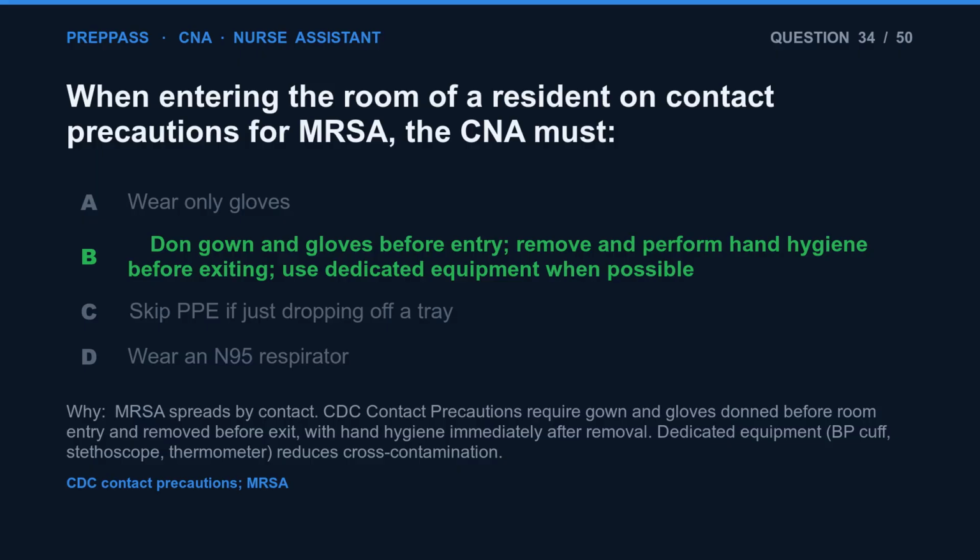The correct answer is B. MRSA spreads by contact. CDC contact precautions require gown and gloves donned before room entry and removed before exit, with hand hygiene immediately after removal. Dedicated equipment, BP cuff, stethoscope, thermometer, reduces cross-contamination.